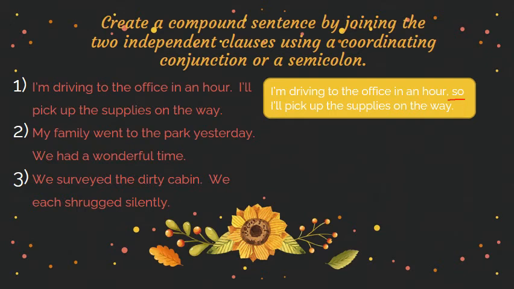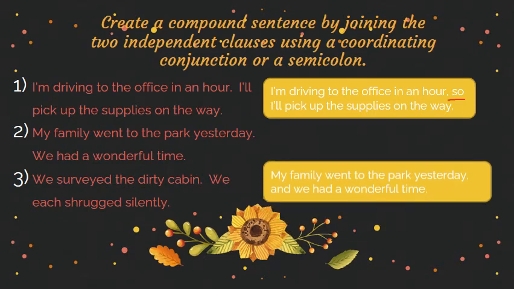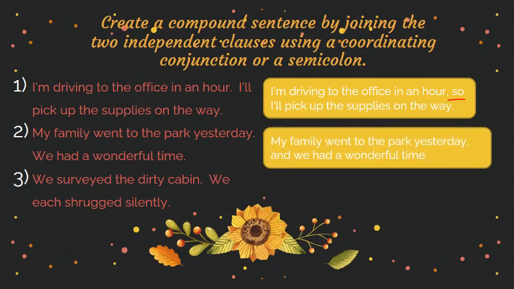2. My family went to the park yesterday. We had a wonderful time. Also, I can add a semicolon after yesterday and I write the second sentence with a small letter. Or I can add a comma with a conjunction and, because here I'm adding information. Pay attention, you have to add the suitable conjunction, not any conjunction. It should go with the correct context clue. So here I'm adding information, so I use and.